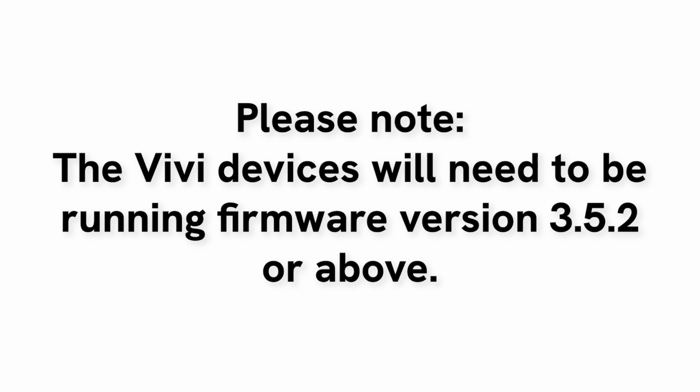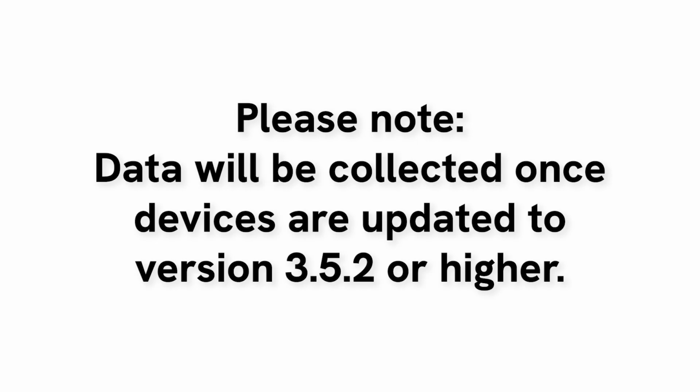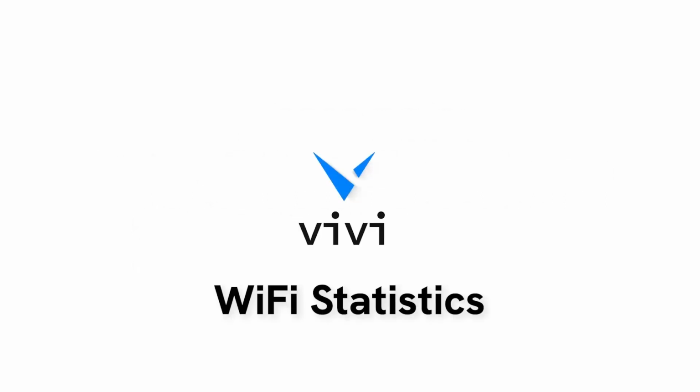It should be noted that data in the diagnostic tools will only be available for devices running firmware version 3.5.2 and above, and data will begin being collected from when version 3.5.2 was installed onto the Vivi device. Wi-Fi statistics can be used to check the strength of the signal for any Vivi devices that are currently connecting to the network via Wi-Fi.